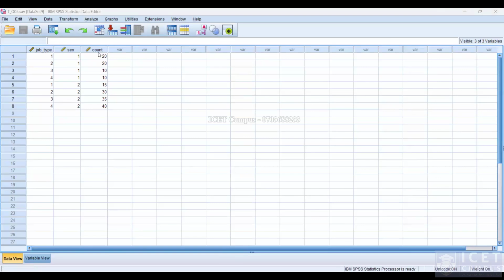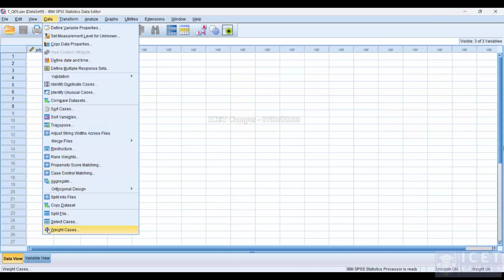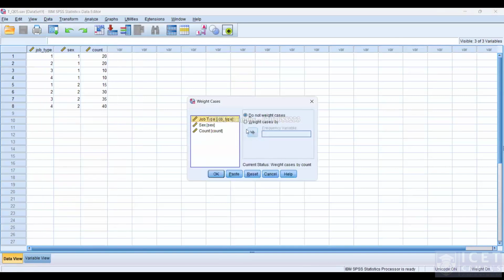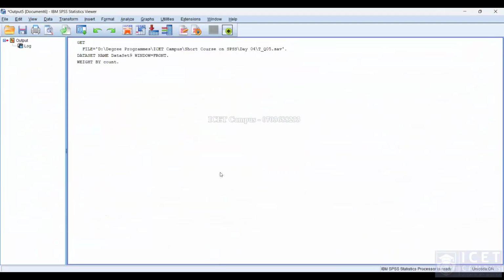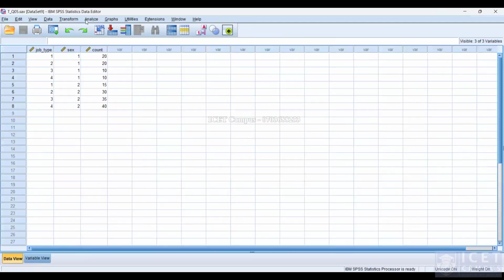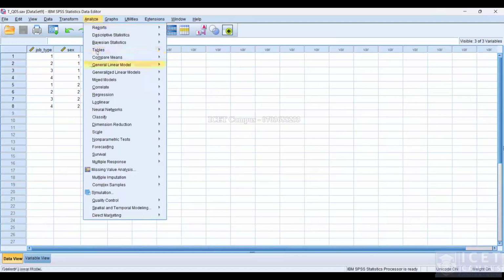Before performing a chi-square test, we need to do one thing, that is we have to weight the cases by count. So weight cases by count. That is the first thing we have to do. Weight cases by count. Now we can go for the chi-square test. Analyze, descriptive statistics, cross tabulation, crosstabs. Analyze, descriptive statistics, crosstabs.